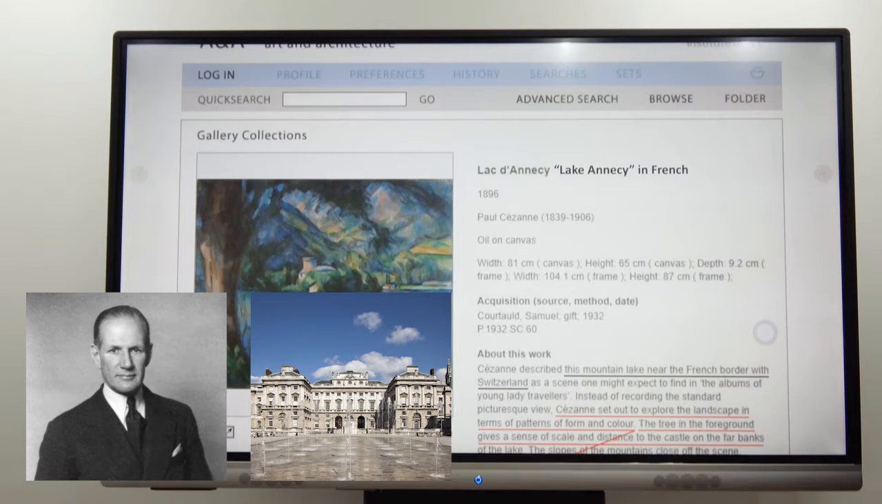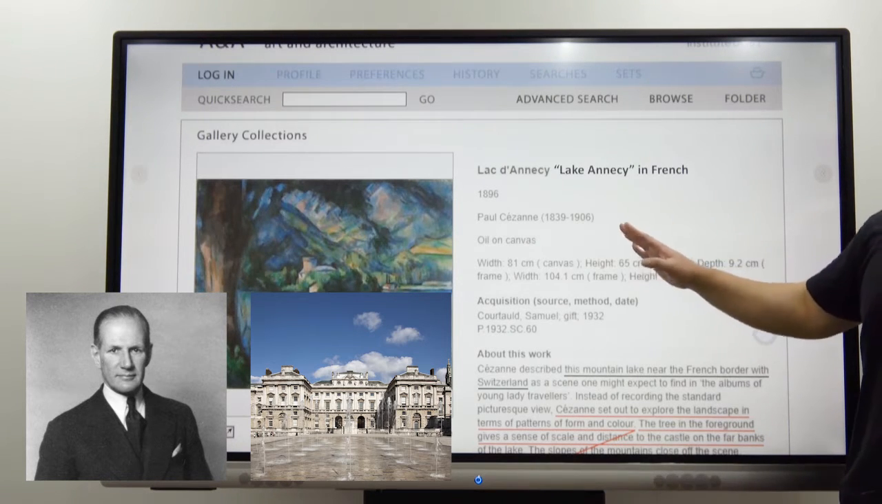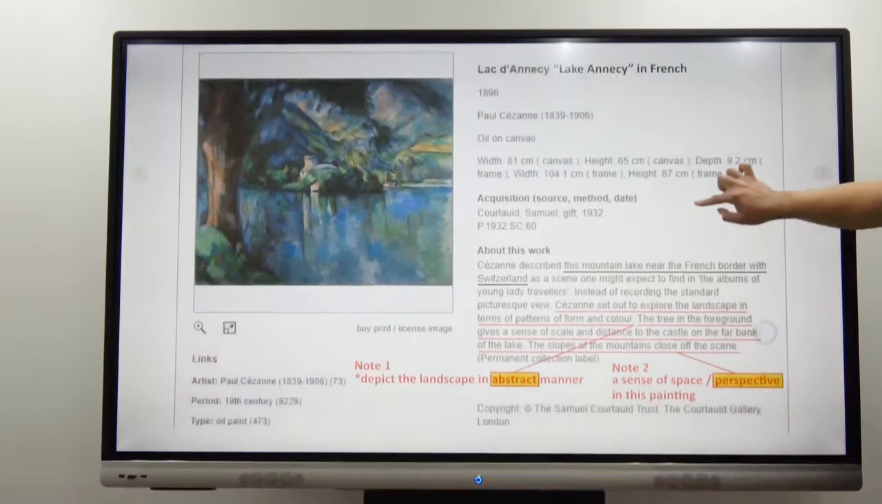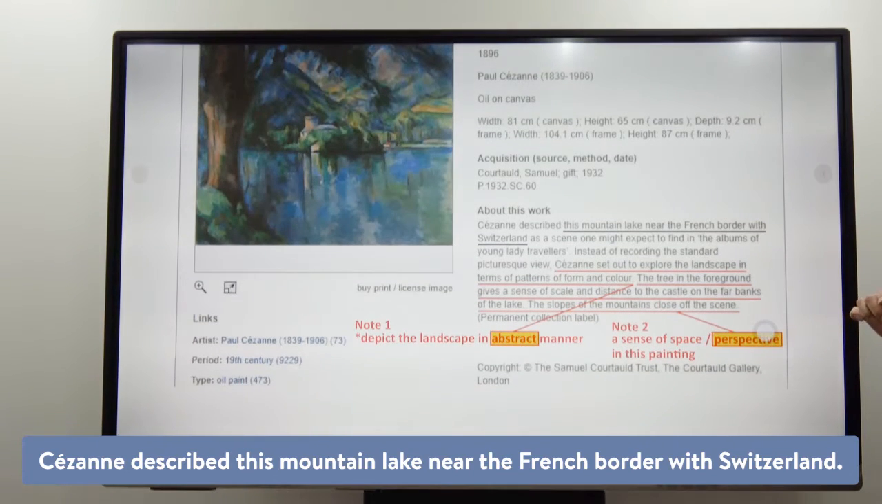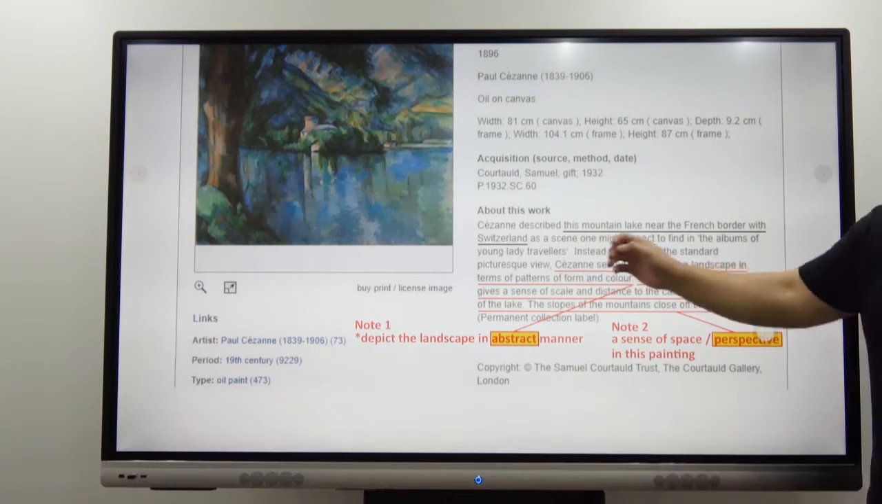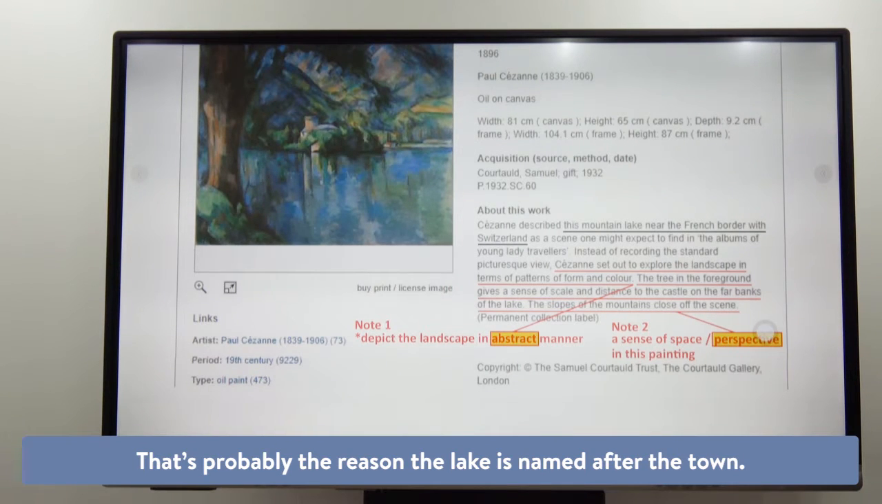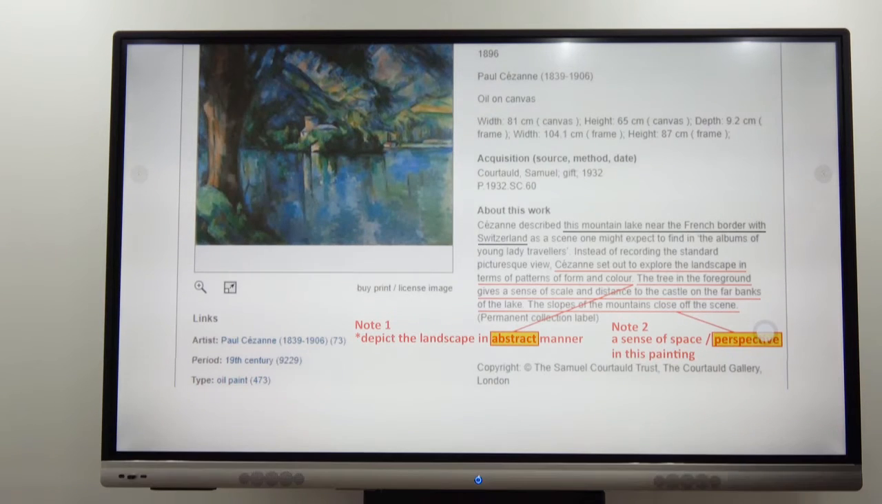And this painting is one of the permanent collection in this art gallery. So if you ever have a chance to visit London, maybe it's interesting to see the actual work right in front of your face. Cézanne described this mountain lake near the French border with Switzerland. Actually, the lake is right next to a town called Annecy in France. That's probably the reason the lake is named after the town.